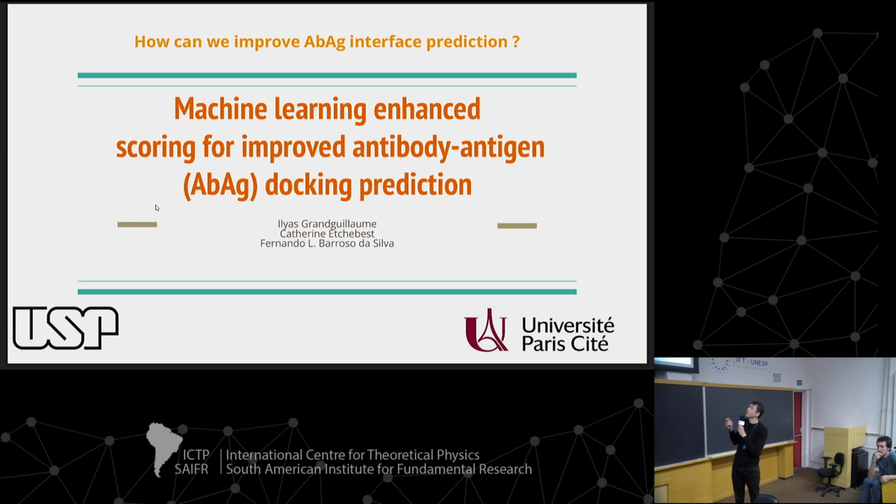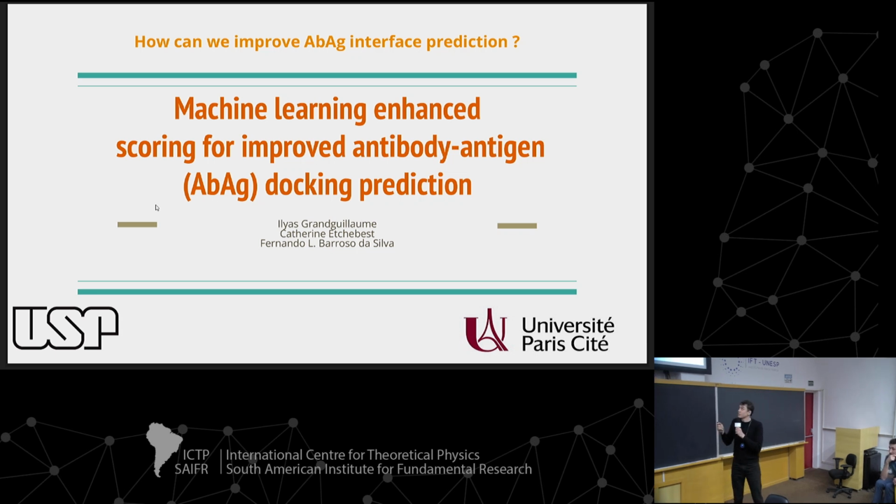Kind of a proof of concept of how to improve the docking for antibody-antigen interaction. So this is within the context of my thesis, where I'm co-supervised by Fernando Barroso, that's here from USP, from Universidade de São Paulo, and by Catherine Etchebest at Université Paris-Cité.